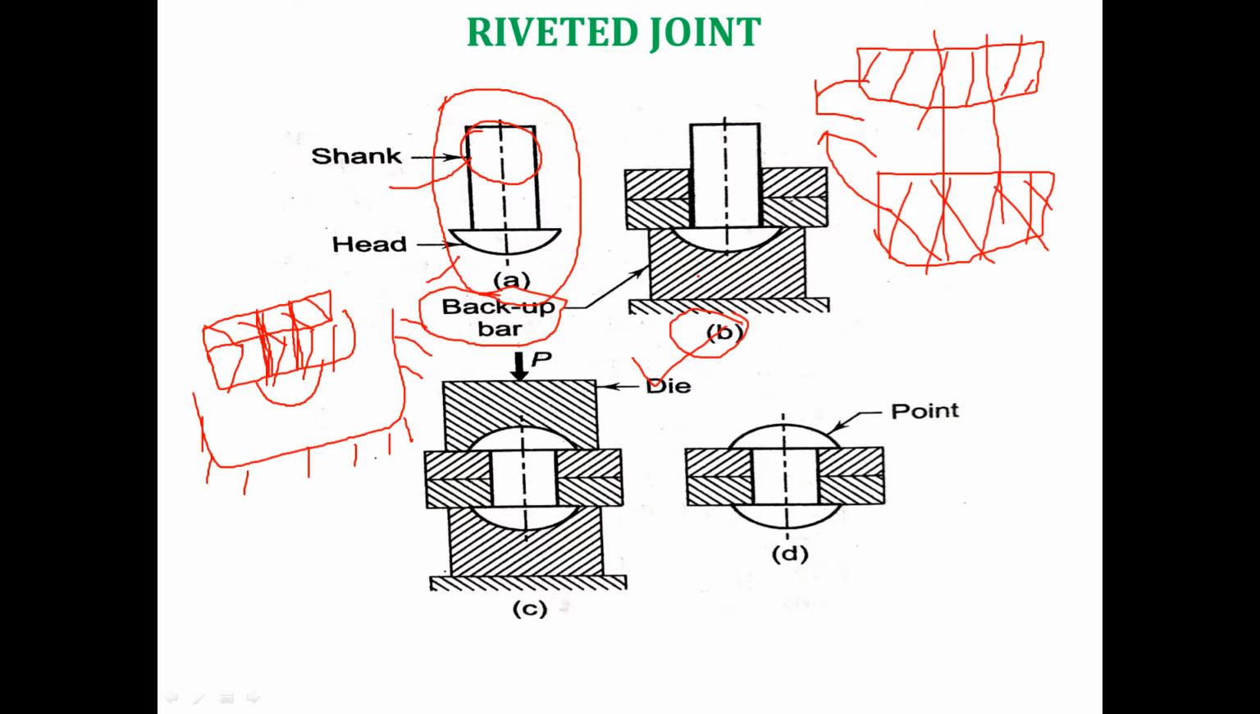Fine. So in order to add that point part in the top portion of the rivet, I use one manufacturing method called upsetting. Upsetting process. Have you gone through this term before?